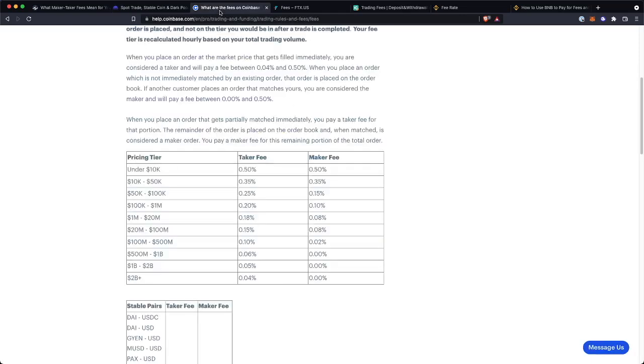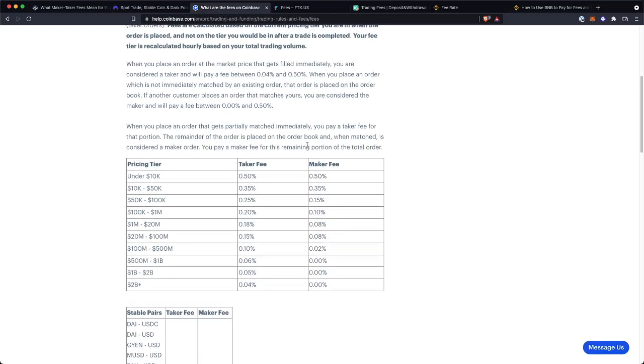So let's look at what Coinbase Pro's fees are. So remember, this is Coinbase Pro because with Coinbase, the fees are a lot higher than Coinbase Pro, and I wouldn't recommend using normal Coinbase for your active trading.